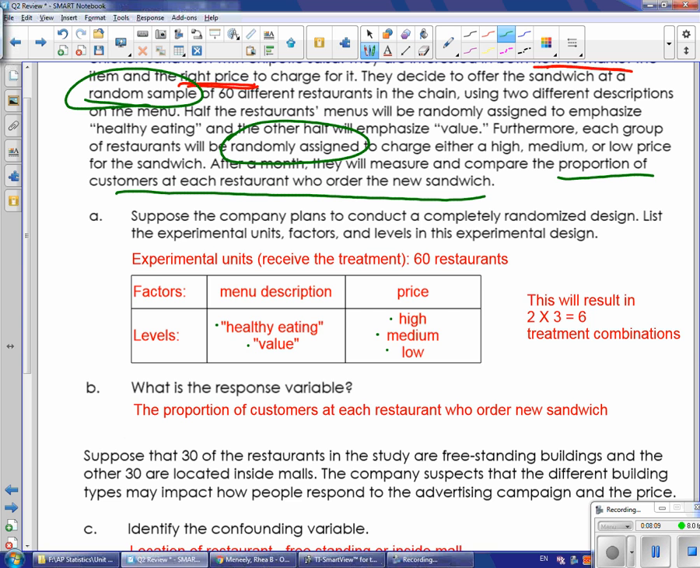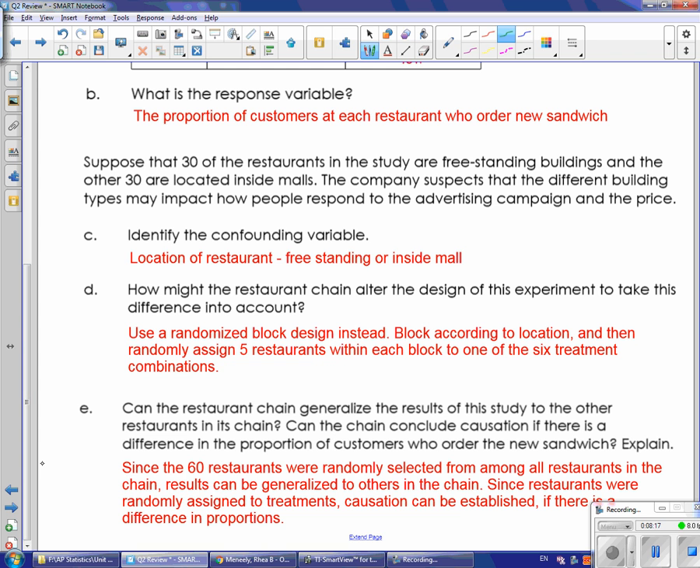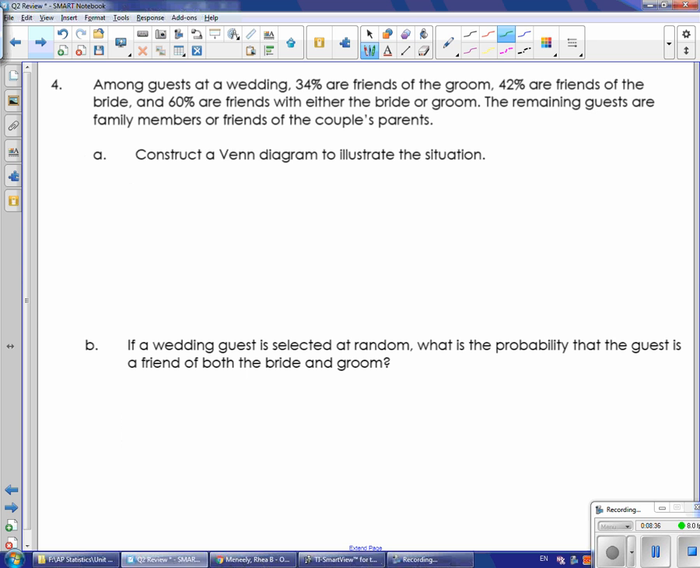So those are the 2 inference questions that we ask, and they both have to do with randomization. If my subjects have been randomly selected from the population, I can generalize my conclusions to the larger population. If my subjects have been randomly assigned to treatment groups, then I can also make inferences about cause and effect. All right, so that takes care of the second unit on sampling and experimentation.